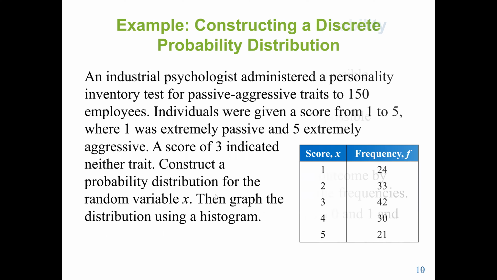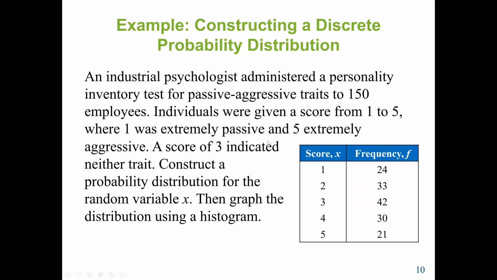So let's start the example here. Here we can see a table is given to us. We have the scores. The scores are between 1 to 5, and each score has its own frequency. For example, score 1 is 24, 2 is 33. Now the question said we should construct a probability distribution for the random variable X. Then we should graph the distribution using a histogram. Again, we covered the histogram in chapter 2.